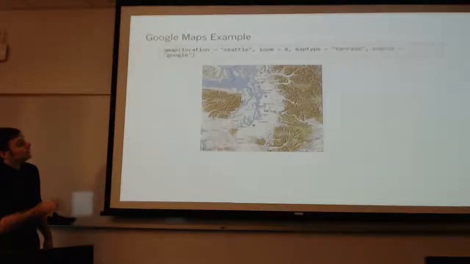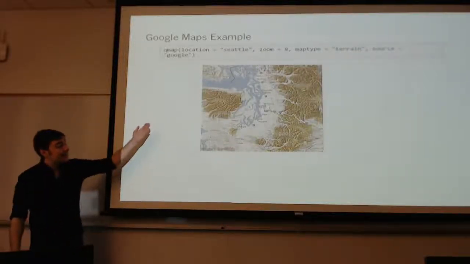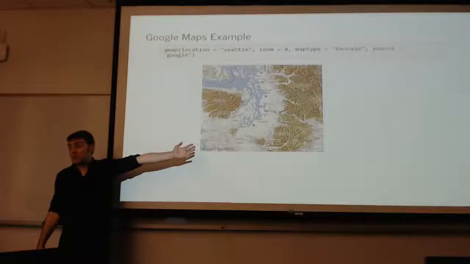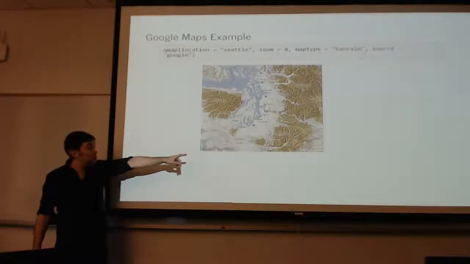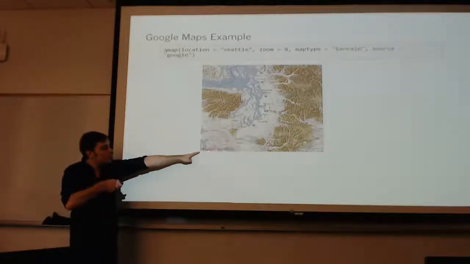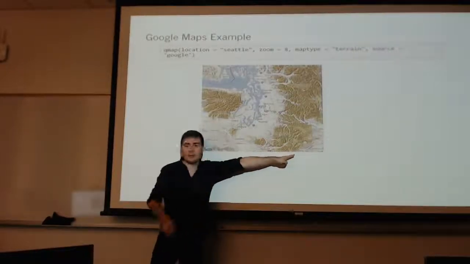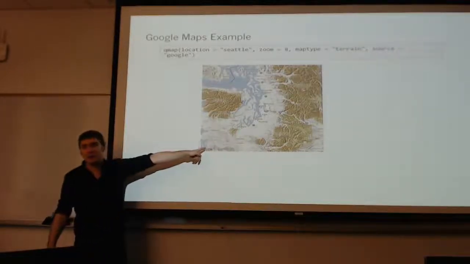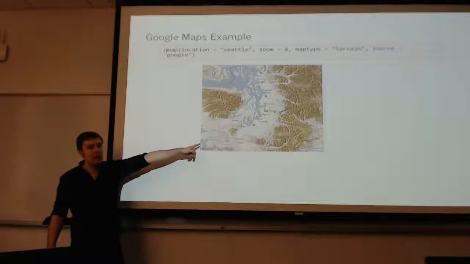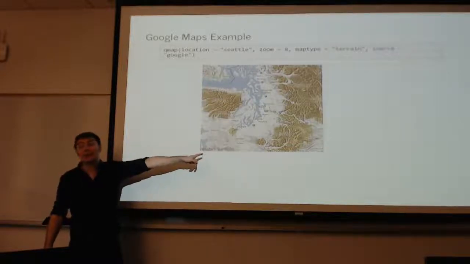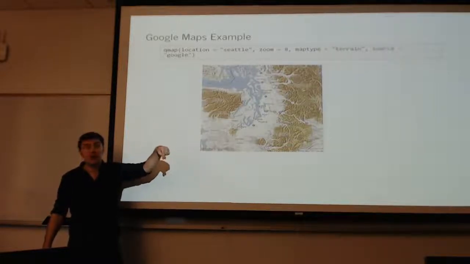Map type terrain, source Google. So this looks exactly like what you'd see if you just went to maps.google.com and browsed around, to the degree that it even has a little Google watermark down here and says map data 2017 Google. It basically just screenshots what the website would grab. So it's an API call.